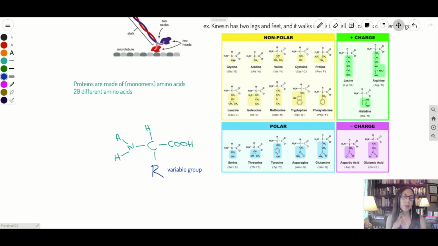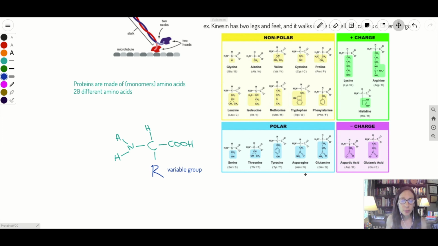In the nonpolar group, we have glycine, alanine, valine, cytosine, proline, leucine, isoleucine, methionine, tryptophan, and phenylalanine. All of these have the central carbon, a carboxyl group, a hydrogen, and an amino group for each one. And then in the yellow box is the variable group. Glycine is the simplest, with the variable group being just an H, a hydrogen. Some of these variable groups are really large, but all of these amino acids are nonpolar.